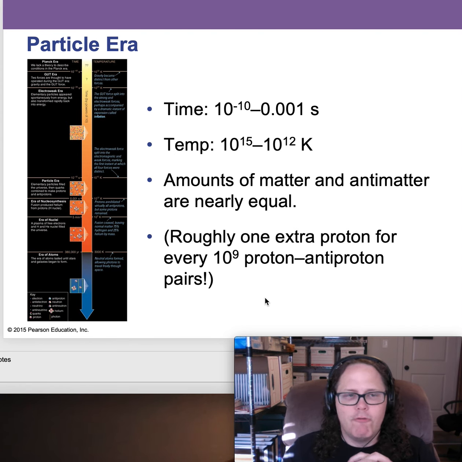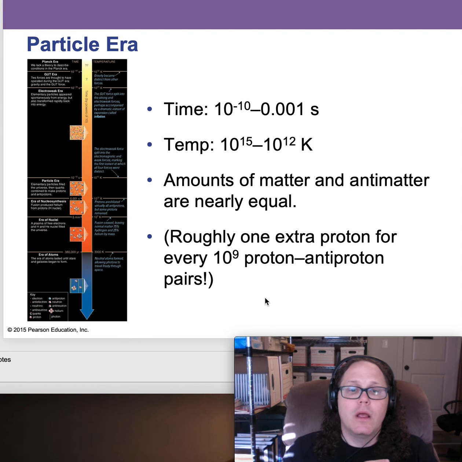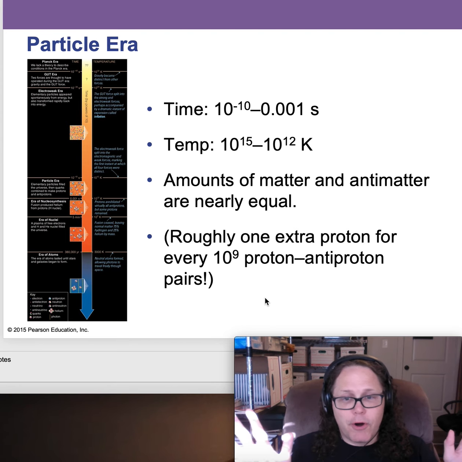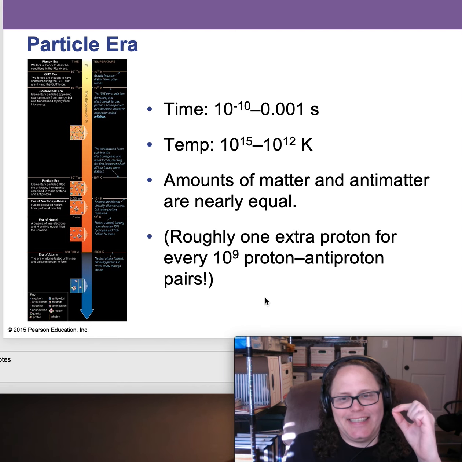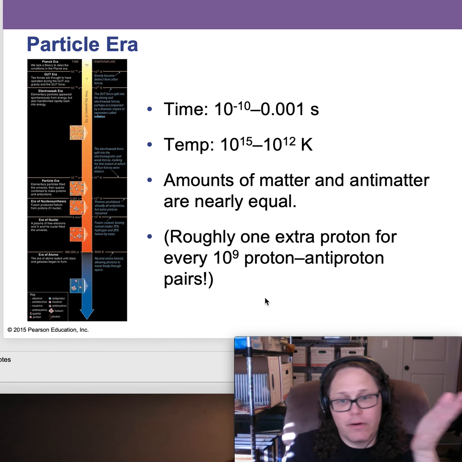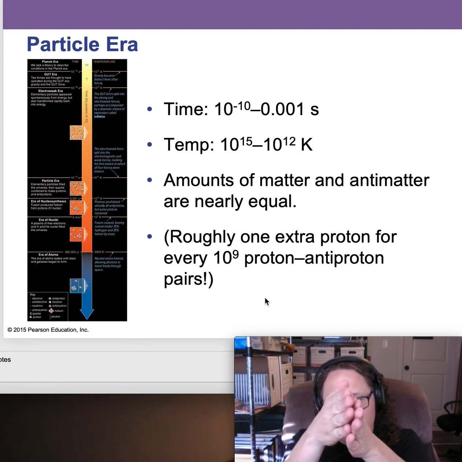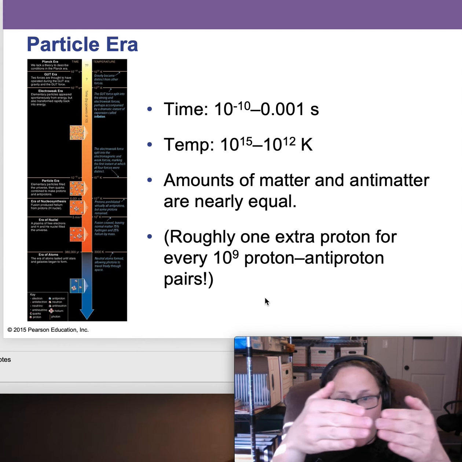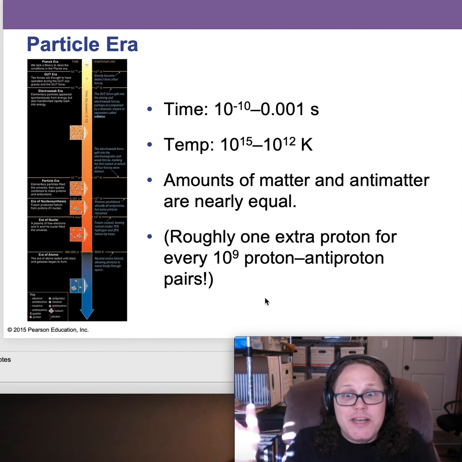But for some reason, and we still don't know why, and if you figure this out, Nobel Prize for you, at the end of the particle era, there was a tiny excess of normal matter compared to antimatter. Because based on the argument I just gave you, if every electron is accompanied by an anti-electron, then all the matter and antimatter in the universe should have annihilated one another, and we wouldn't exist.